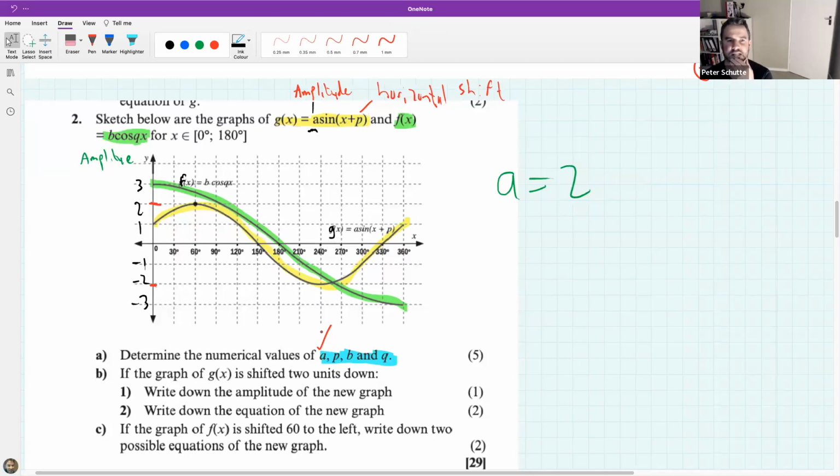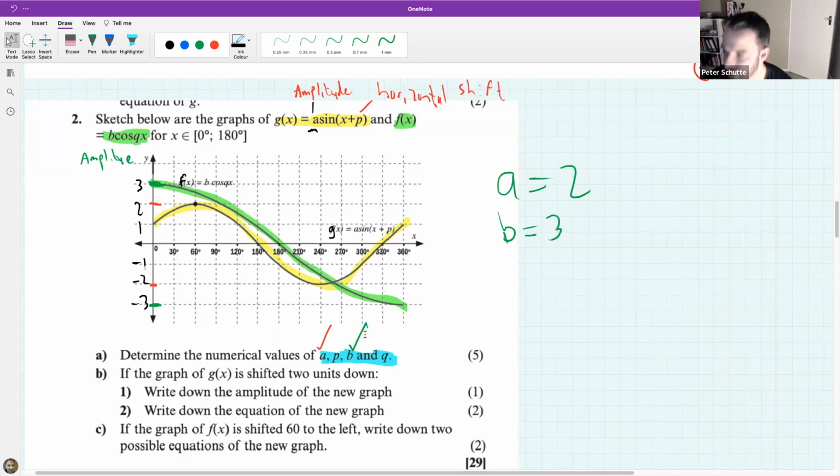What about something else? What about B? Can anyone give me what B is? Feels like it's also got to do with amplitude. So where does the cos graph normally go up to, and where is this one going up to? And down to? It looks to me like B should be 3.